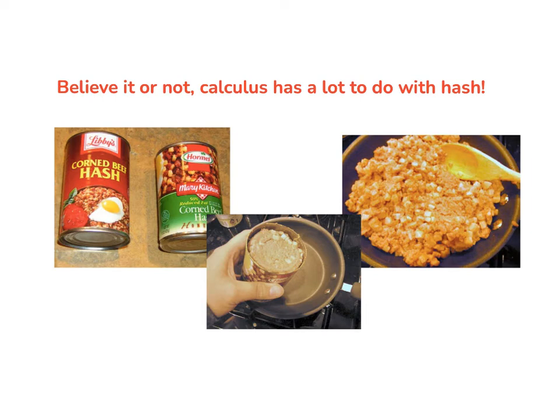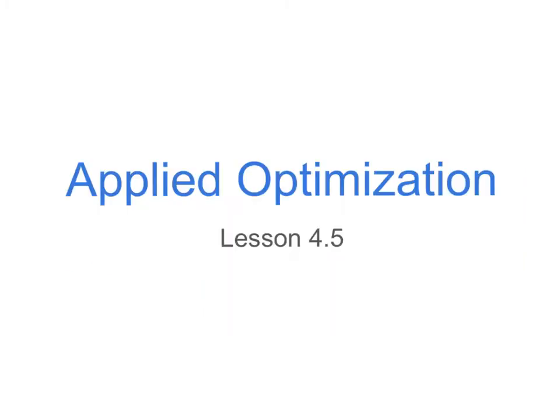So here we are. We need to have a discussion about how calculus can help us deal with corned beef hash. Believe it or not, this is an introduction to our applied optimization lesson, and it has a lot to do with the corned beef hash. So let's jump right into a corned beef hash problem.